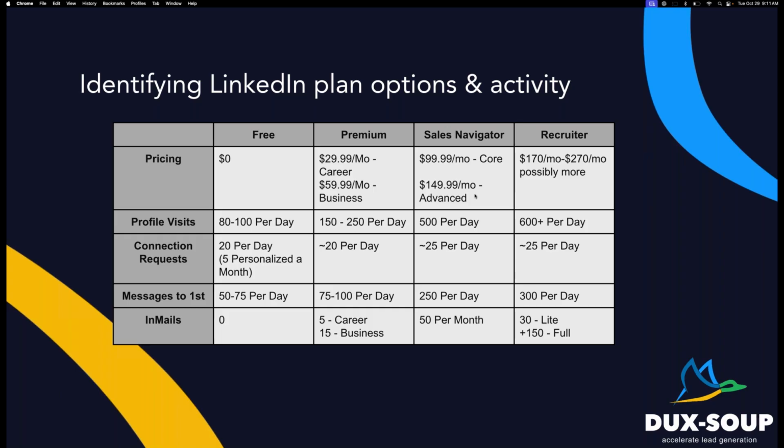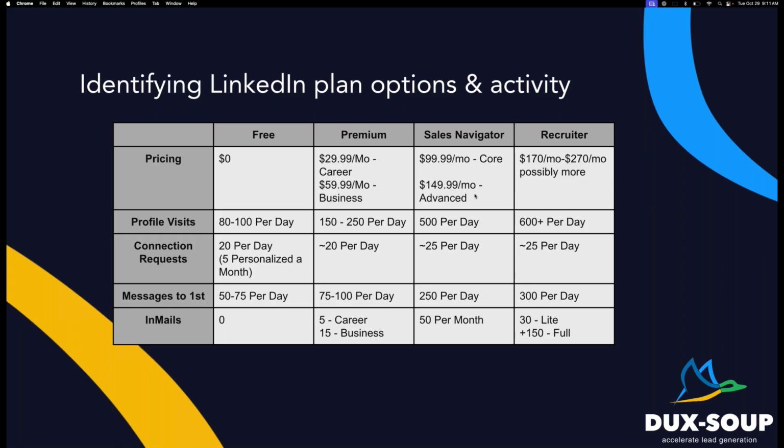On top of that, you can steadily send out 20 to 25 connection requests per day, or up to about 100 to 150 connection requests per week. And that is including or excluding a personalized invitation. Hence the reason it doesn't say personalized per month on the premium version there. Furthermore, you can send about 75 to 100 direct messages to people you're already connected to per day.